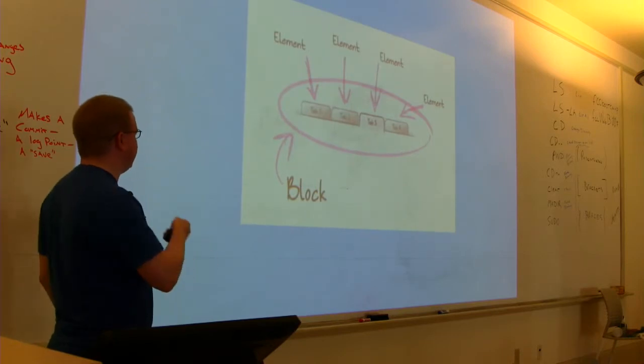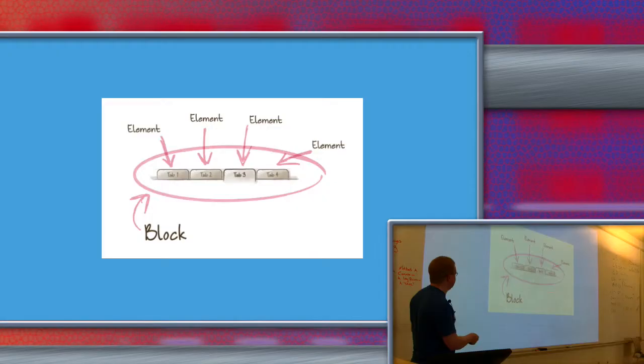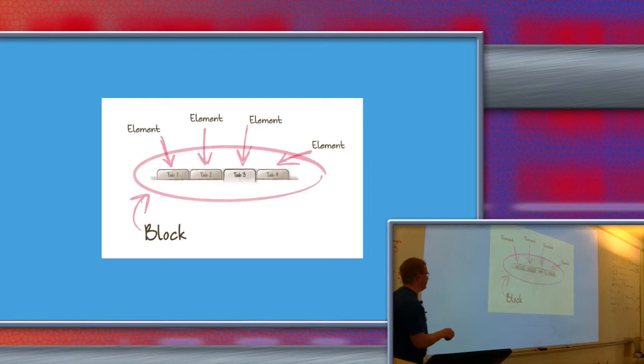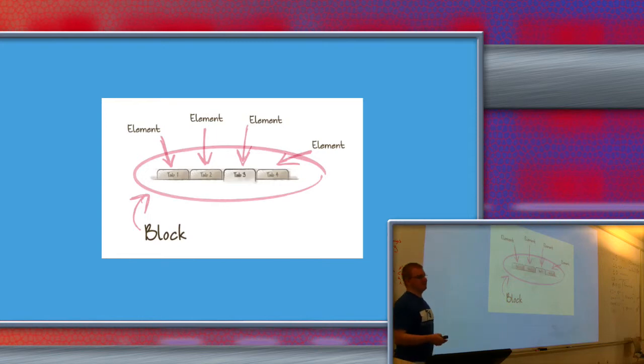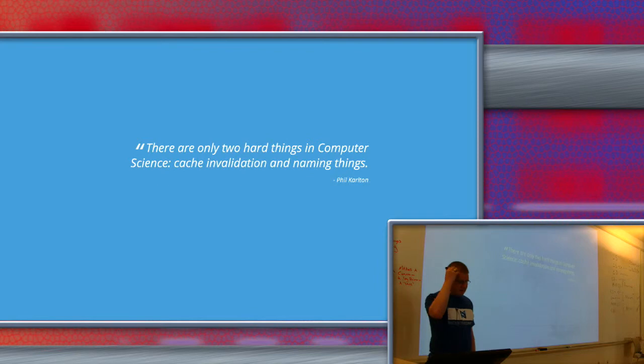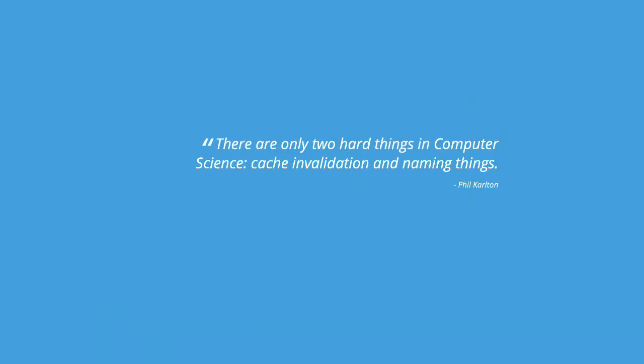In the same way, we have our menu. So our menu is entirely a block. We have our tabs in our menu. But each tab is an element. It really wouldn't make sense to have a tab on its own. Those are dependent on the context. There's a quote that always comes up over and over again. There are only two hard things in computer science: cache and validation, and naming things.